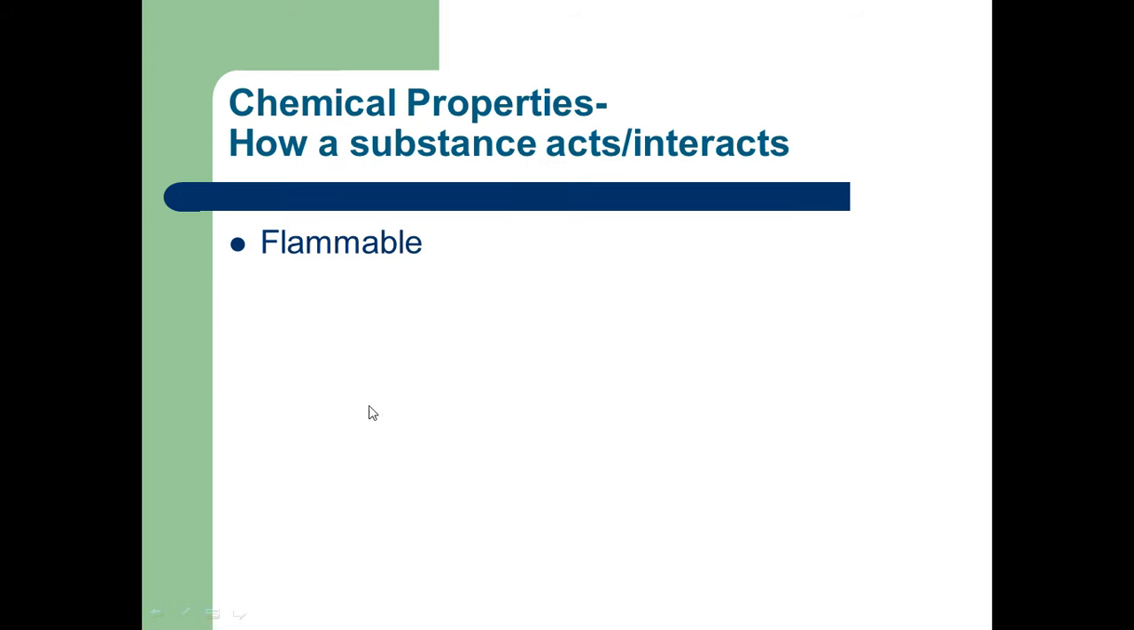Okay, a couple more. So it's, again, how a substance acts or interacts. So it'd be flammable, combustible. If something is described as its ability to rust, but it has not yet done so, again, it's a chemical property. Reacts with, so those are just some other words that could be used.